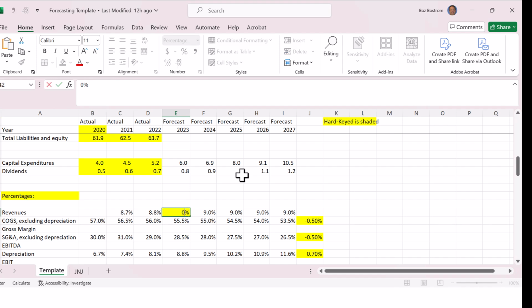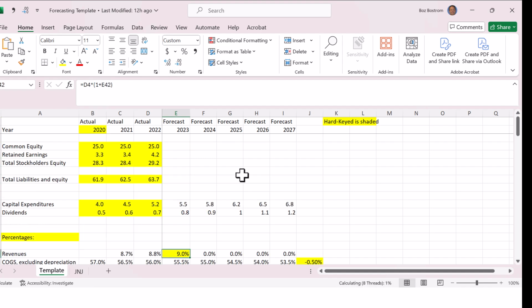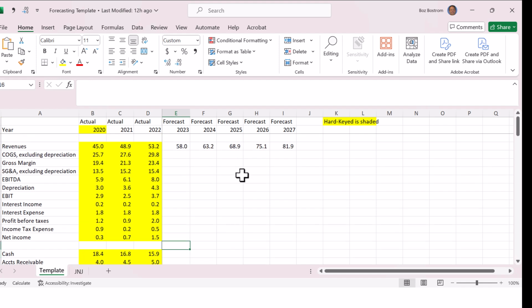Maybe not realistic, but I'm just trying to show an illustration. If I hit enter there, and these cells are all linked to that, they don't have to be, but I chose to, now sales would not be shown as increasing. So that's kind of how we're using the forecast. Cost of goods sold excluding depreciation.